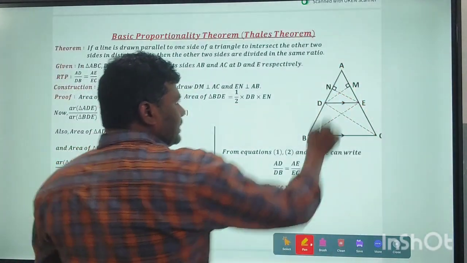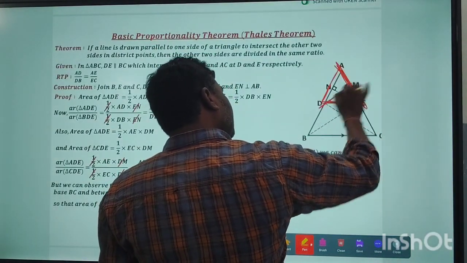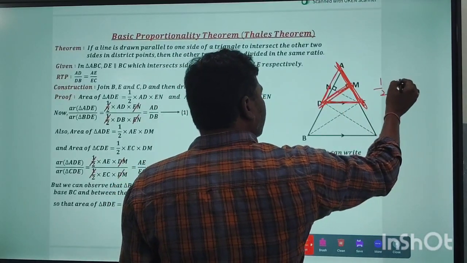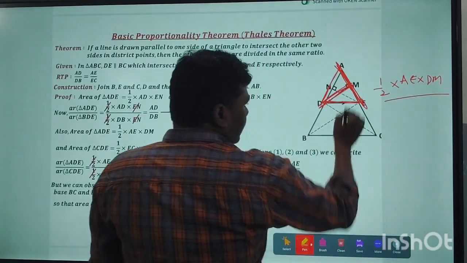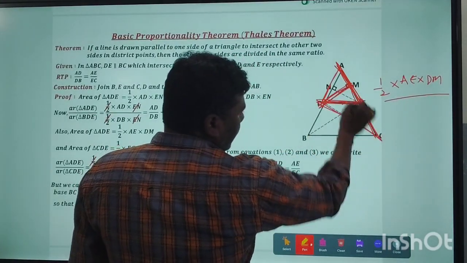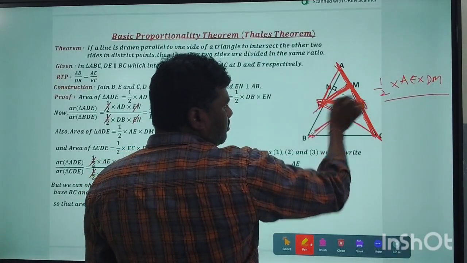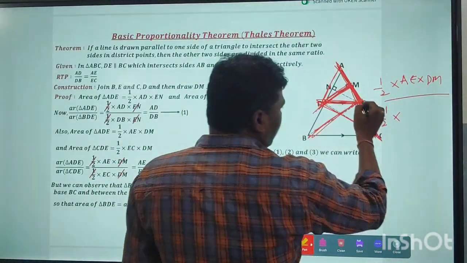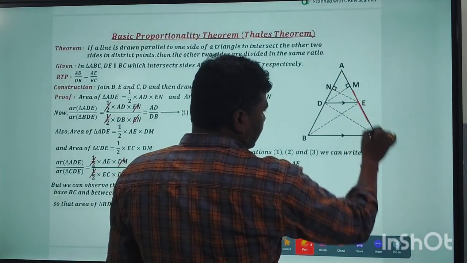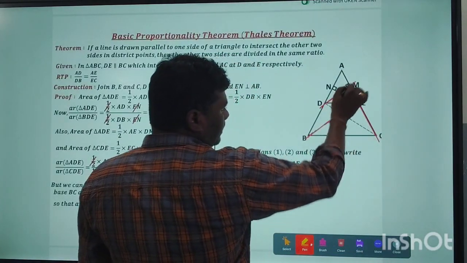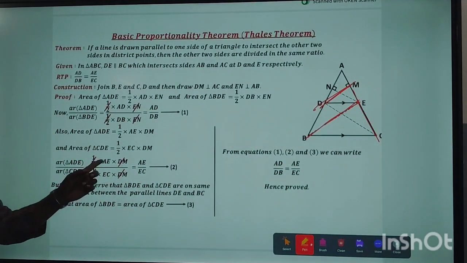Left side. Now right side, same thing. ADE triangle, this is base, this is height. Half into base AE into height DM, by this is DEC, this triangle, this is base only, parallel to this line only. So this is parallels only. So half into base here, this is base, this is height BE, parallel to this one only. So DM, right. So that value is right here. Cancel DM, AE by EC.